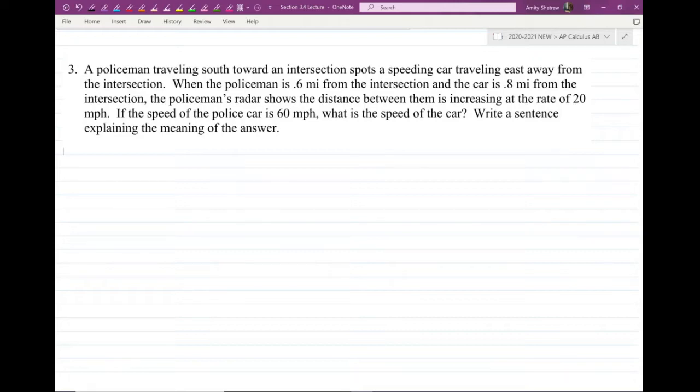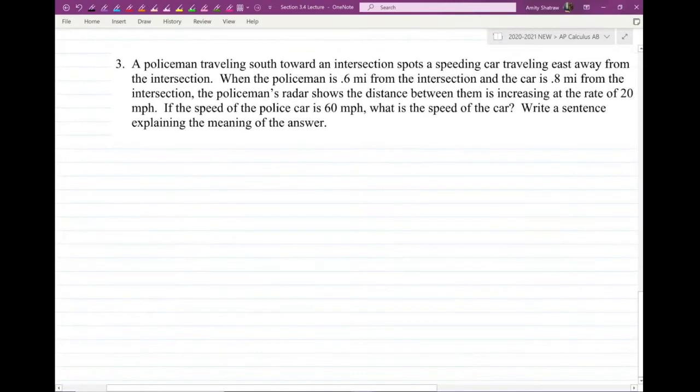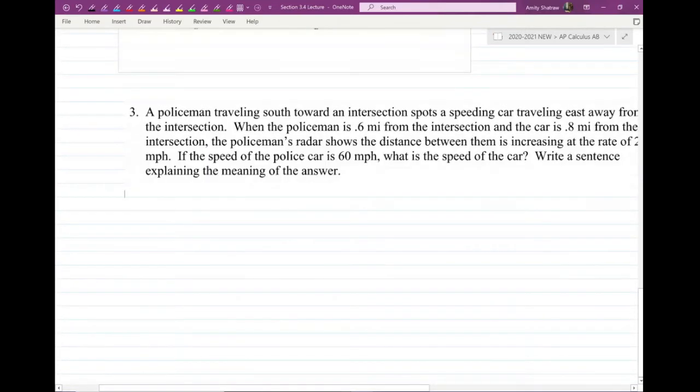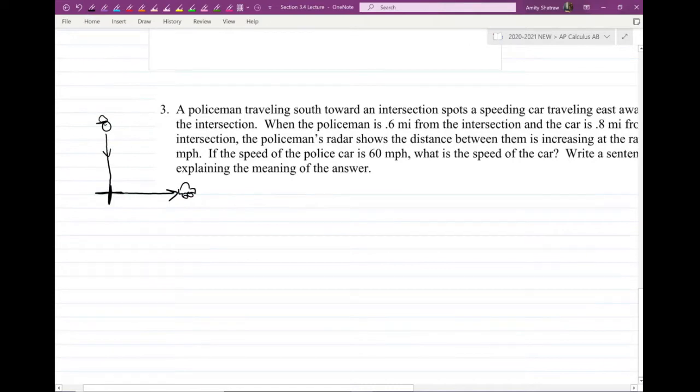And if you've read it once and you realize you don't get it, read it again. Okay? I'm going to start trying to draw it now. So I've got my policeman. There's my policeman wearing his policeman cap, and he's traveling towards this intersection. There's an intersection, and he spots a car. And it's driving away, okay? It's driving away from that intersection.